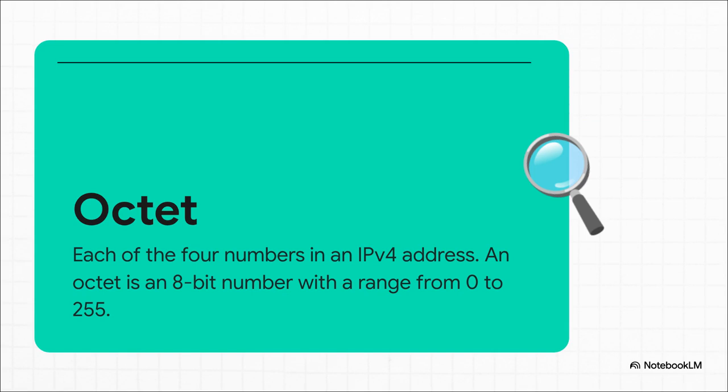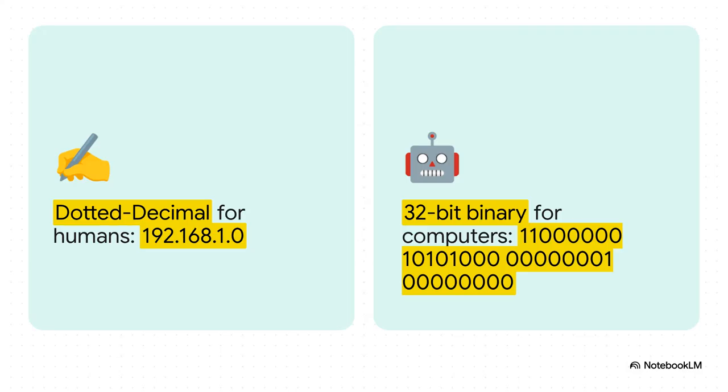And because it's made of 8 bits, the math works out so that the smallest number it can be is 0, and the absolute biggest is 255. This is the golden rule. It's why you will never, ever see a number like 300 in an IP address. It's just not possible. But here's the real secret, the part that computers care about.